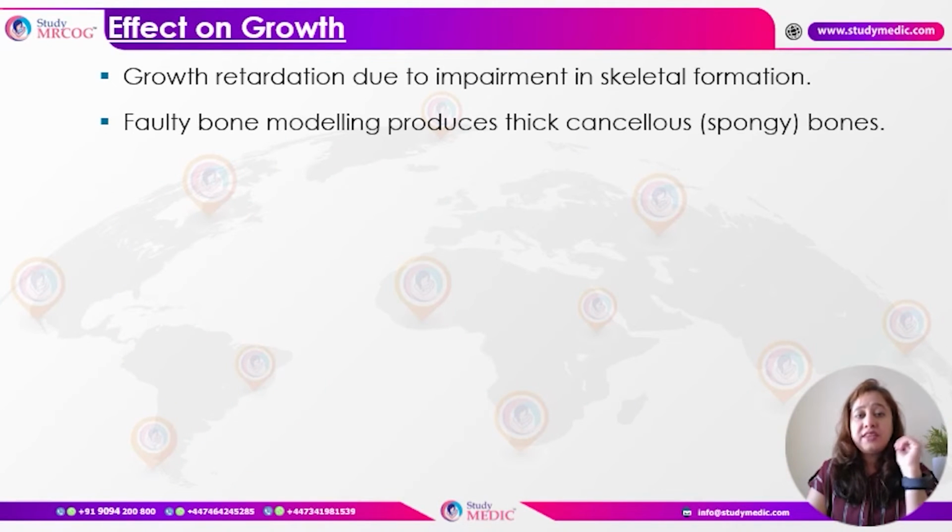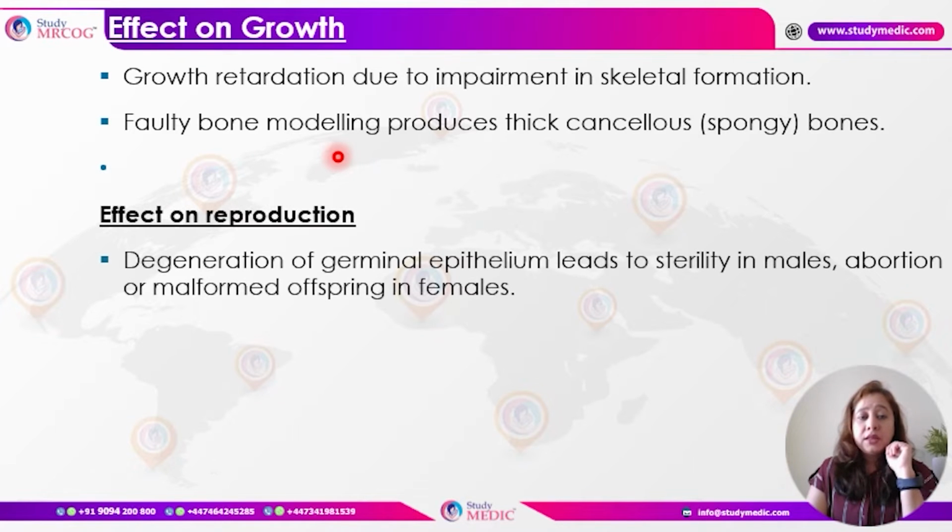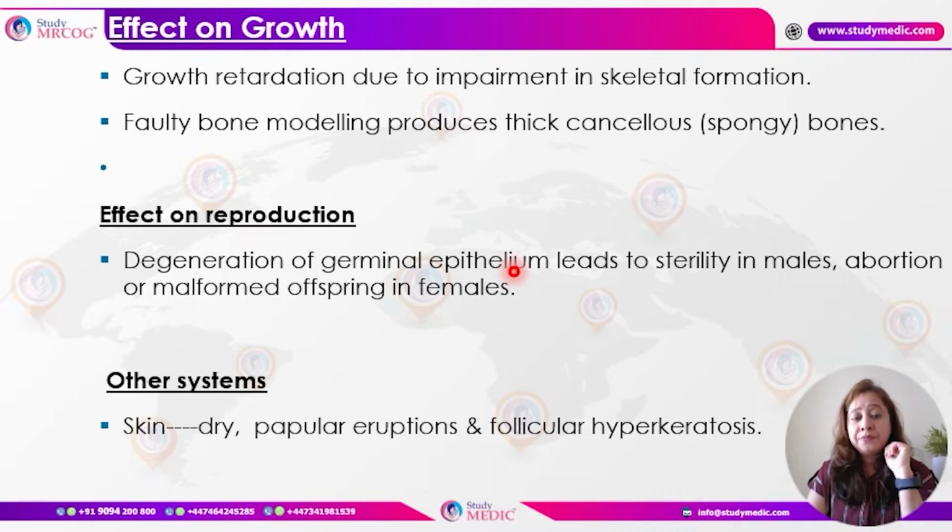So here in this image, you can see the Bitot spot, so well seen over there. We discussed how vitamin A will help in growth. Also, it helps in bone remodeling. Then in reproduction, it prevents the degeneration of the germinal epithelium. So if there is a deficiency, it can cause a defect here. And the skin can become dry if vitamin A deficiency is there. It can present with eruptions and follicular hyperkeratosis.